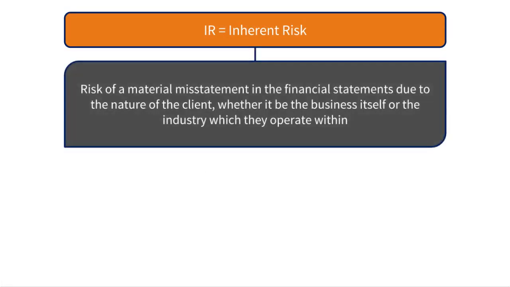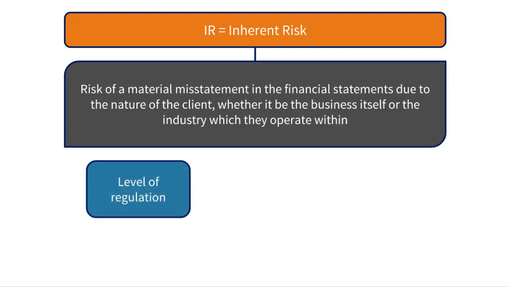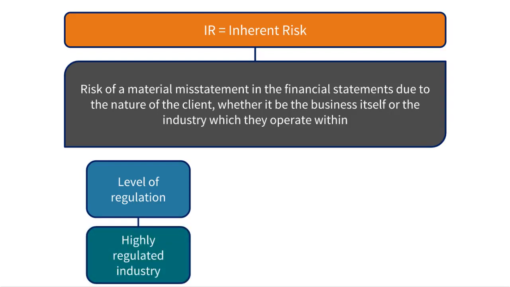This is the risk of a material misstatement in the financial statements due to the nature of the client, whether it be the business itself or the industry which they operate within. Inherent risk may be high due to the level of regulation that must be followed by the client. If heavily regulated, there is a stronger risk they may have not followed industry rules and disclosure in the financial statements may be inadequate. It could also be related to what they trade in or produce, for example.